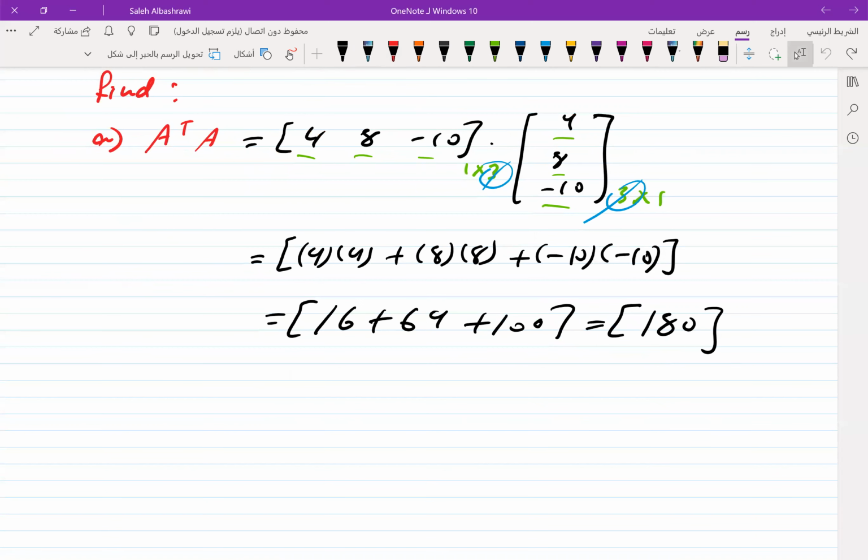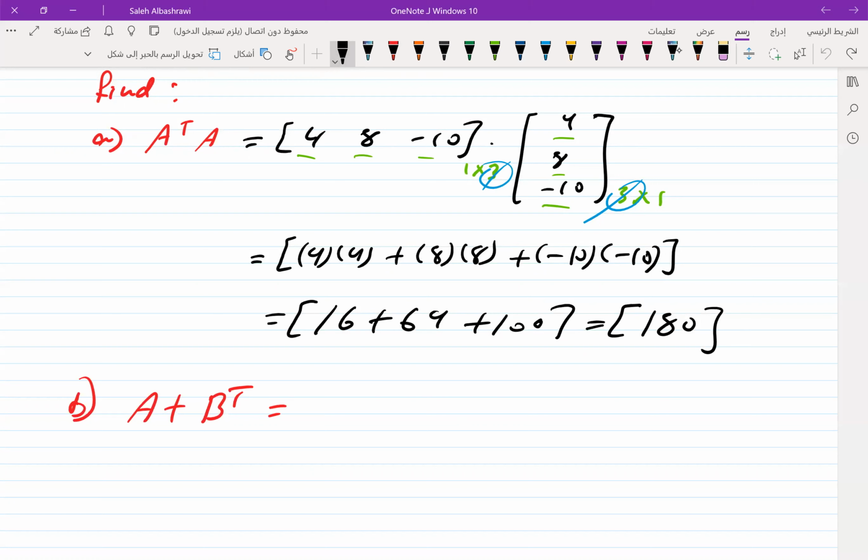Second one, let's find A plus B transpose. We said before that to add two matrices, they must have the same size. If they are different in size, then we cannot add them. So let's find A transpose and B transpose.